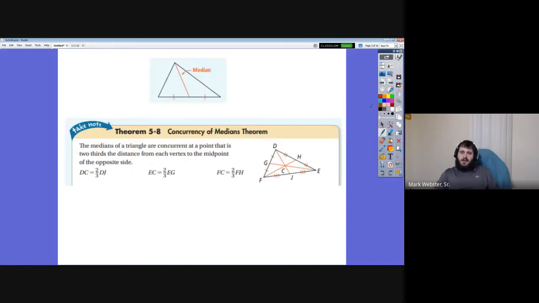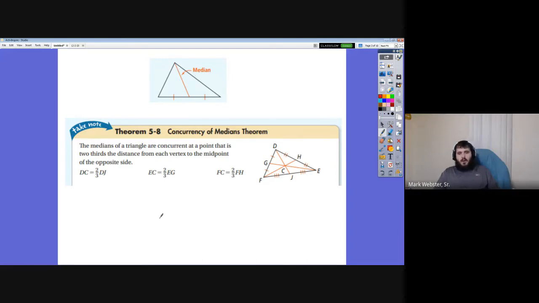So let's start out here. So a median, that's where we are going from the corner to the midpoint of the opposite side. Basically, the segment bisector coming from the point here. That's what we call the median.